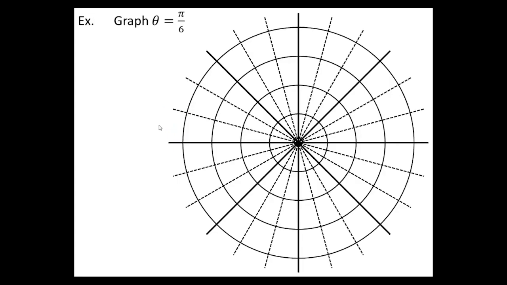Now, I can do r equals a number. I should also be able to do theta equals a number, but we're going to find out pretty quickly we're not going to get a circle this time. So let's start off the same way. I'll do theta equals pi over 6.